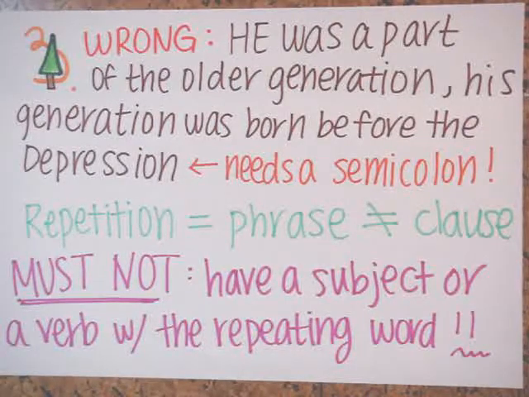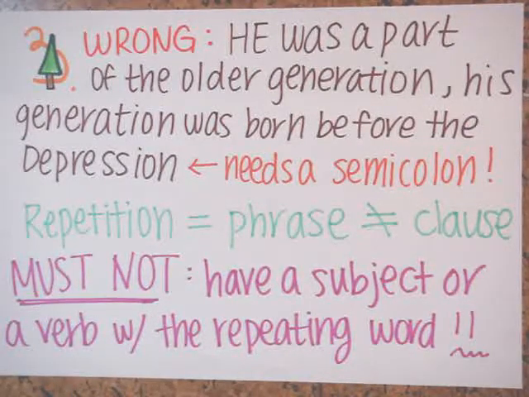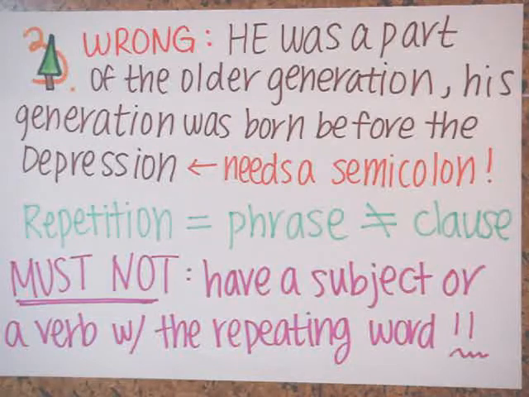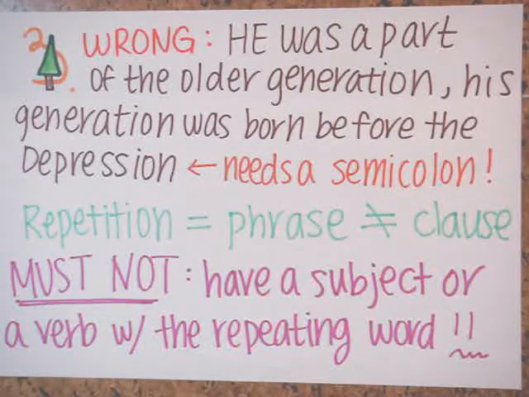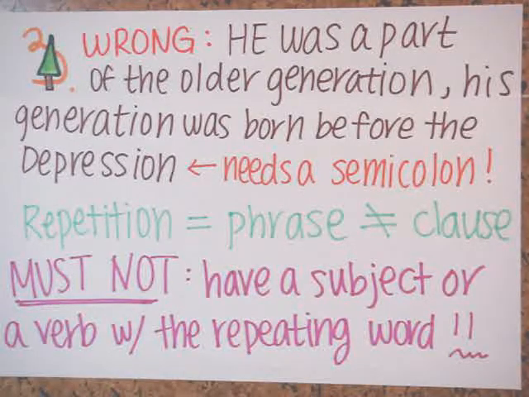The third rule is to make sure that the repeating word is a phrase, not a clause. So you should not have a subject or a verb with the repeating word. If there is one, it is a comma splice. For example, a wrong example is, he was part of the older generation. His generation was born before the Depression. This would just be better with a semicolon. The right sentence would be, he was part of the older generation, a generation born before the Depression.